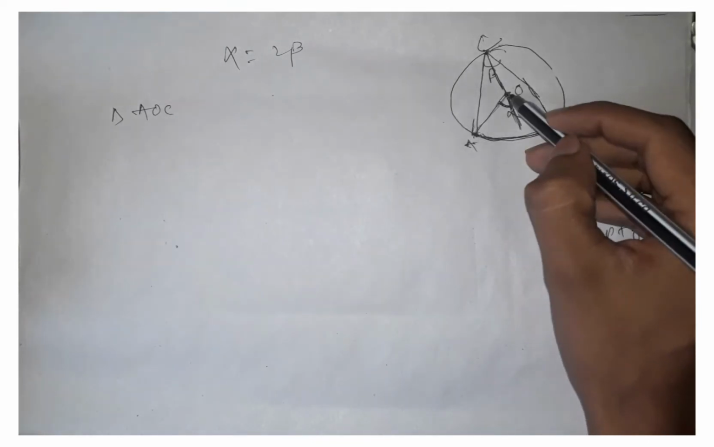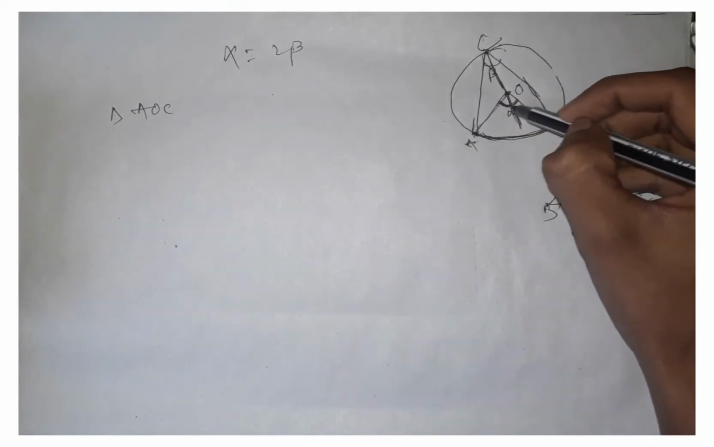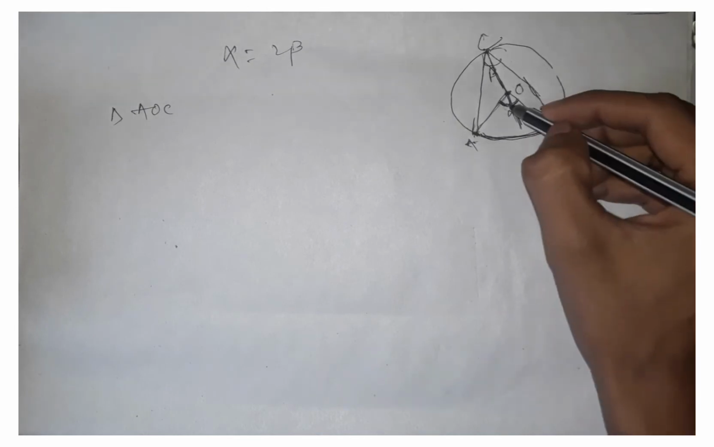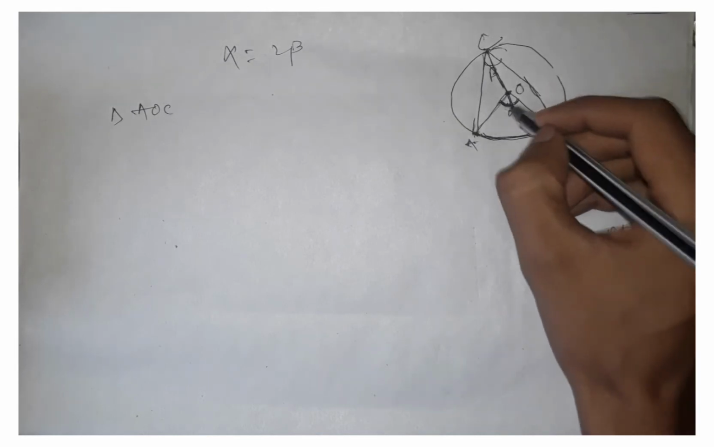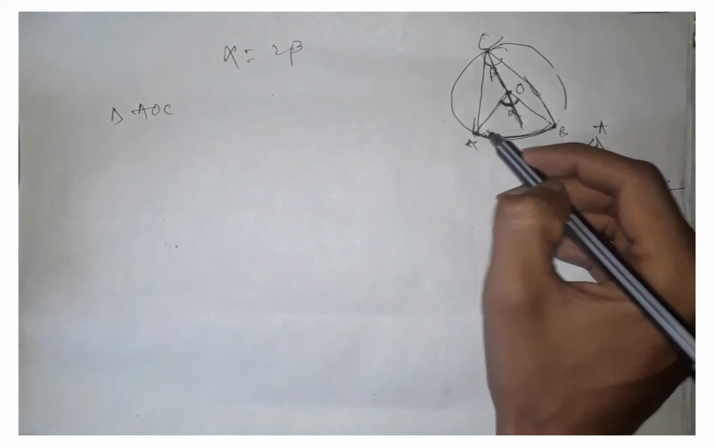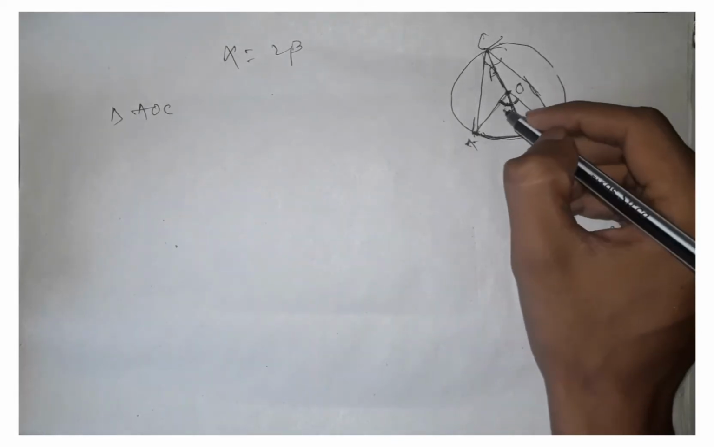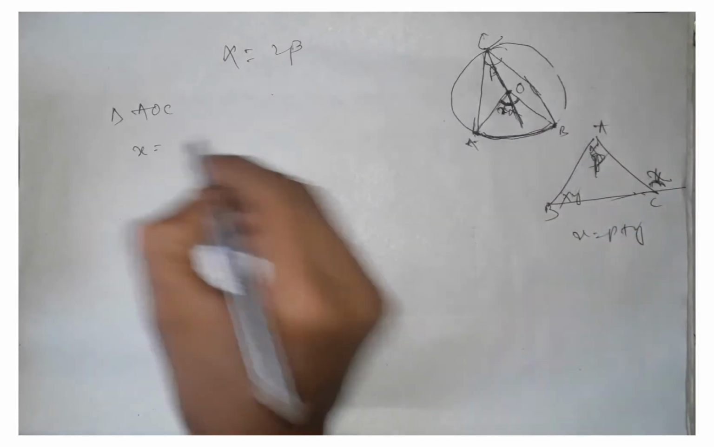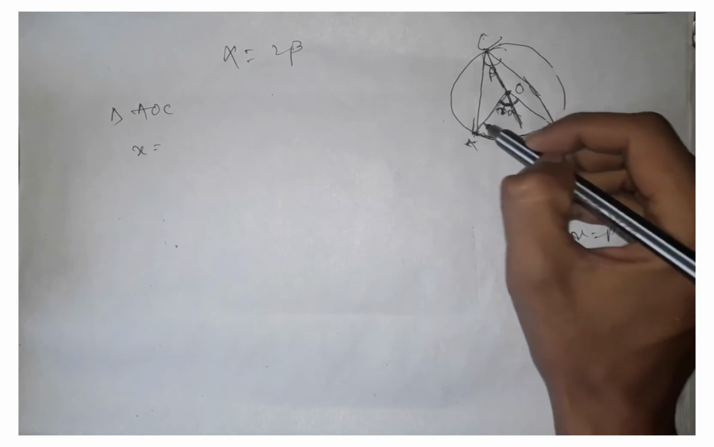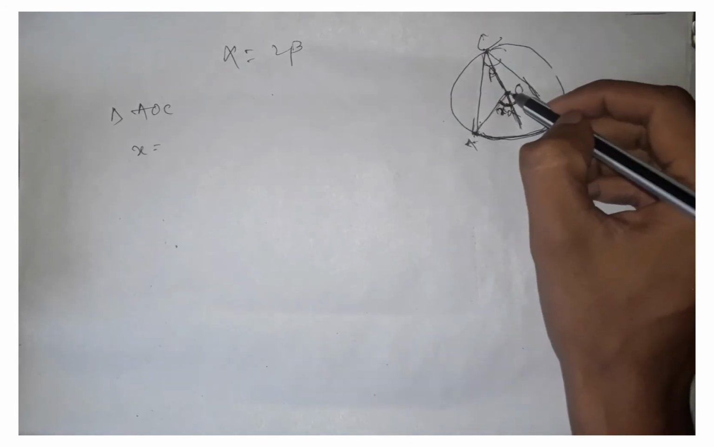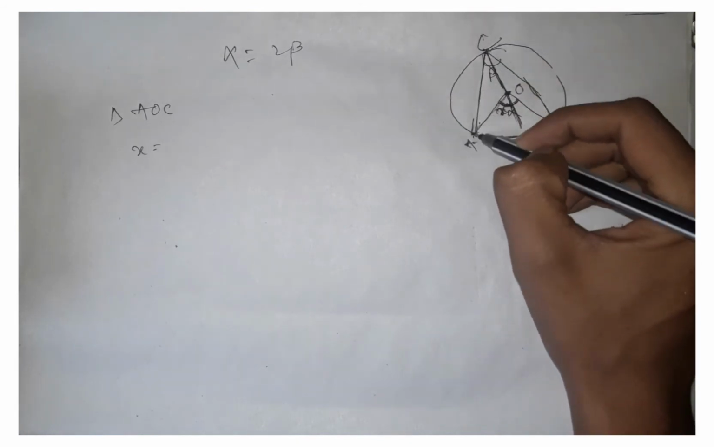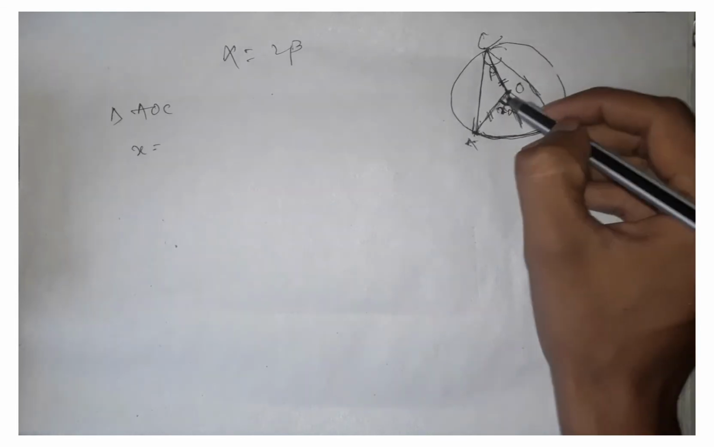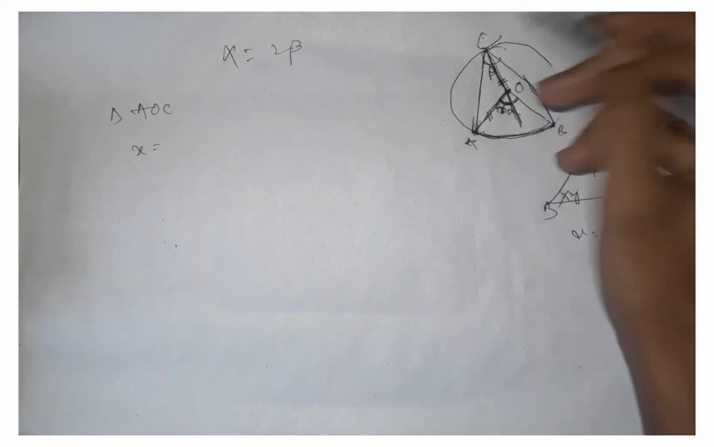In this triangle, you can see that this angle is the exterior angle. That means this angle, let's call this x, x is equal to this angle plus this angle. And you can also see that in this triangle, OAC triangle, OC is equal to OA, because OA is also a radius, OC is also a radius.